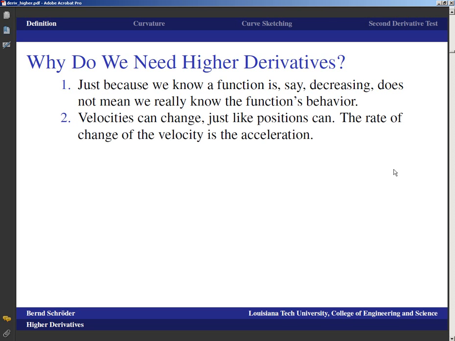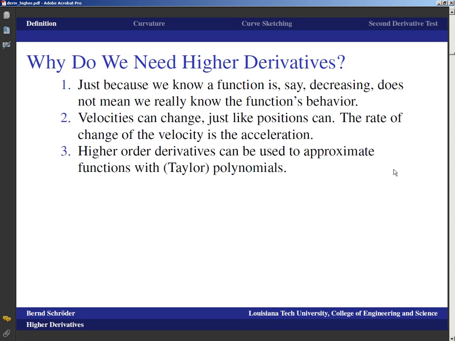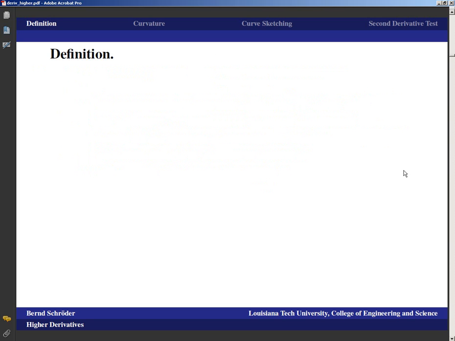The other thing is that velocities can change just like positions, and the rate of change of the velocity is the acceleration, as we've also seen in a prior presentation already. And so that's a derivative of a derivative. That's a higher derivative. Higher order derivatives can also be used to approximate fairly complicated functions with polynomials, so-called Taylor polynomials, and we'll have a separate presentation on that a good bit later in the course.